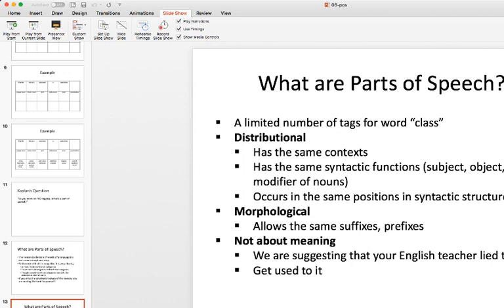The parts of speech are not about semantics. What are they about? They're not about meaning. Instead, they're about two different things: distributions and morphology. So by distribution, we mean that if two words are a member of the same part of speech, they occur in the same kinds of contexts.